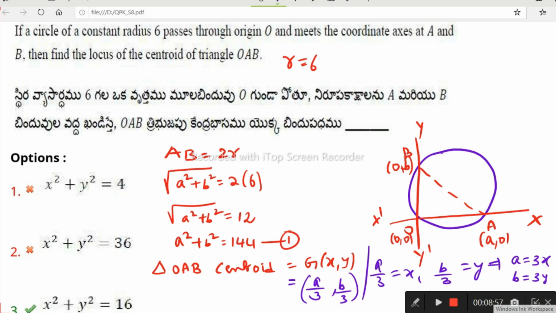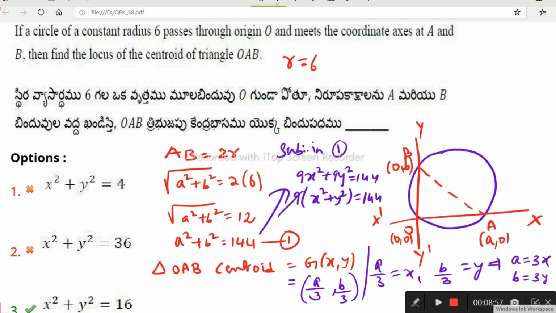Substitute it in 1. In place of a and b, putting 3x and 3y: a square is 9x square and b square is 9y square, which is equal to 144. 9 is common, so x square plus y square is equal to 144 by 9, which is 16. Yes, this is our required locus of the centroid. That is clearly given as the third option. Very simple, but here we must recognize that AB is a diameter.